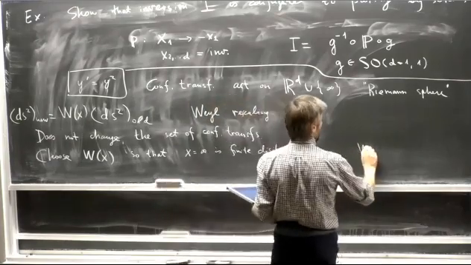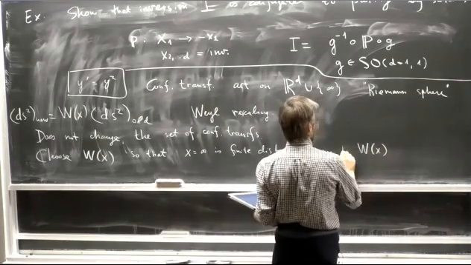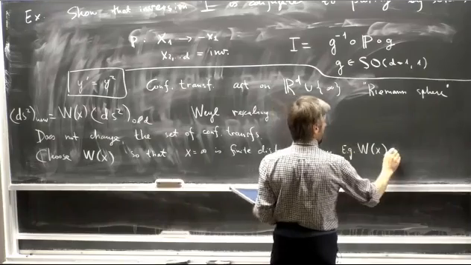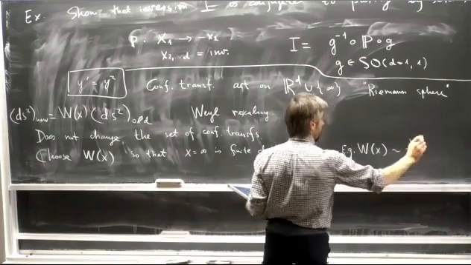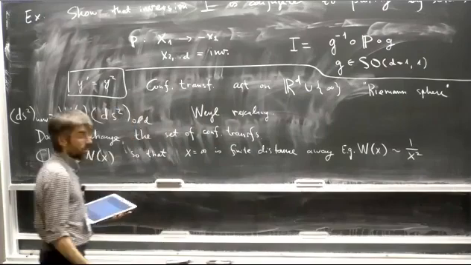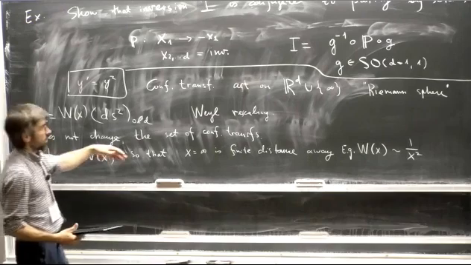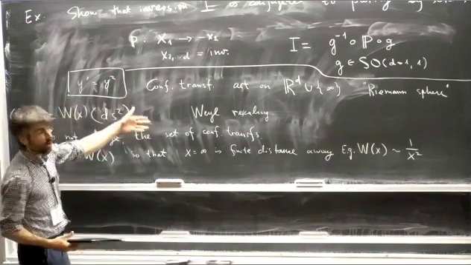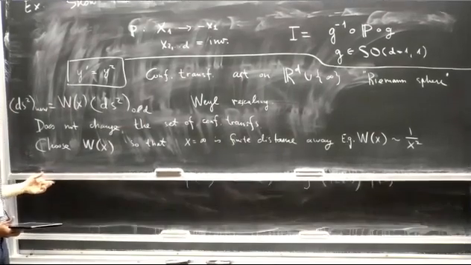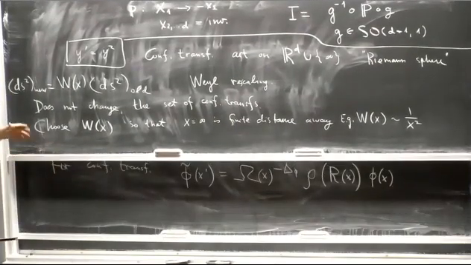So for example, w of x, we can choose 1 over x squared at infinity. It doesn't really matter what it is at finite x. And then you work on this Riemannian manifold, which now legitimately includes the point infinity, and the set of conformal transformations is the same.